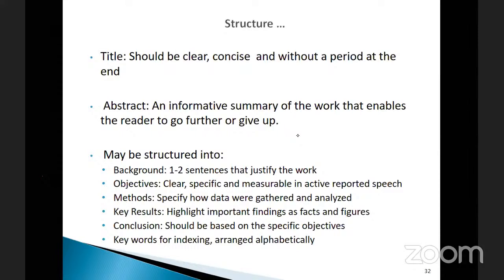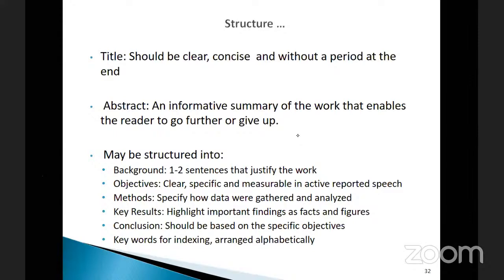Now, the abstract is an informative summary of the work that enables the reader to go further or to give up. The abstract is the first thing anybody sees, but it is the last thing to be done. So we put it on the first page. And I said it is an informative summary.